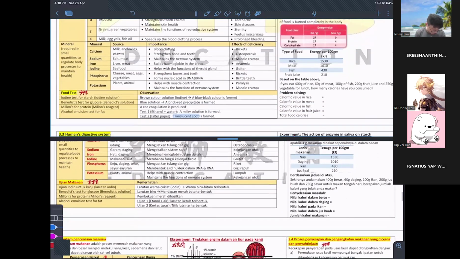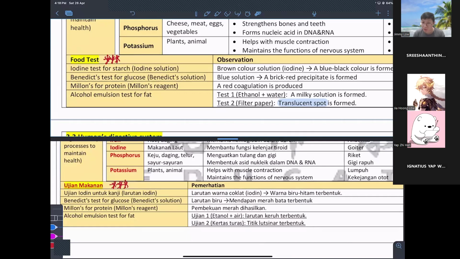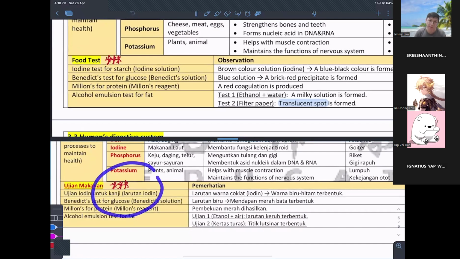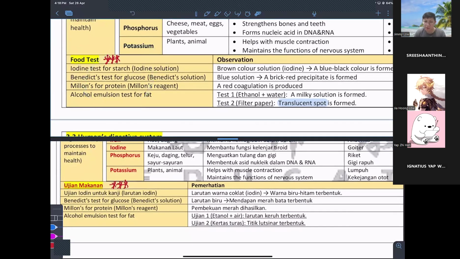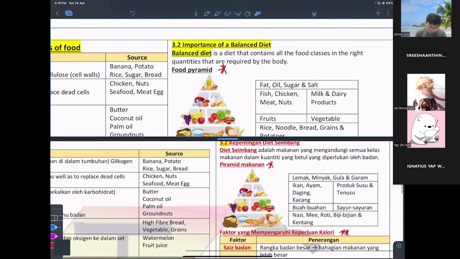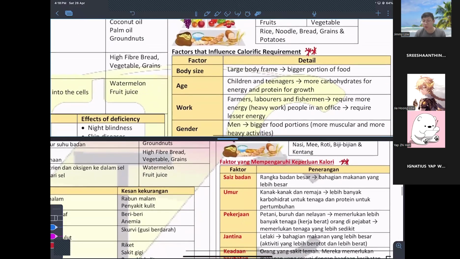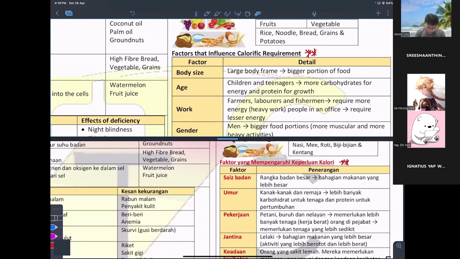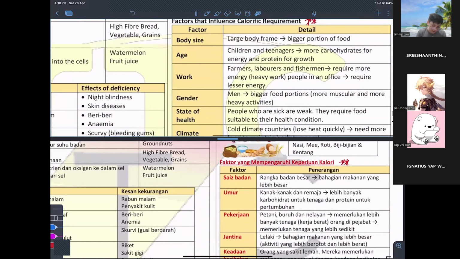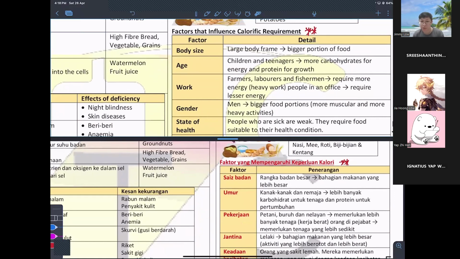As well as your food test. Food test is also very, very important in your exam. You must know, this one is compulsory in your subjective. In your subjective, they confirm ask you about food test. Then your food pyramid, common sense, just read through. The factors that influence the calorie requirement, which means what is the factor that causes you to eat a lot or eat less. Body size, age, go through the big points. The details, your common sense will tell you the answer.